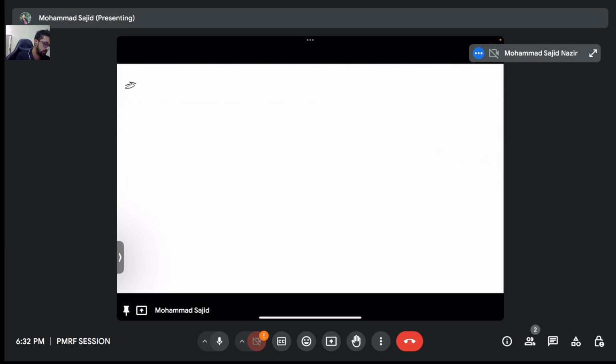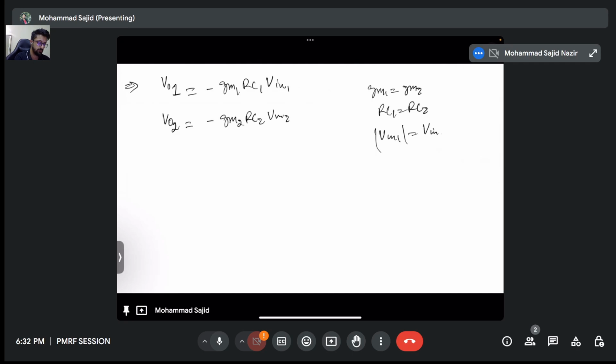So it's like this. For transistor 1 and transistor 2, it will be minus GM1 RC1 Vin1 and minus GM2 RC2 Vin2. GM1 is equivalent to GM2, RC1 is equivalent to RC2, and Vin1 is equivalent to Vin2, equal to Vin by 2 for the differential mode case with differential phase. Therefore, the total output voltage will be given by VO1 minus VO2, so it comes out to be this, and this total gain is GM RC.